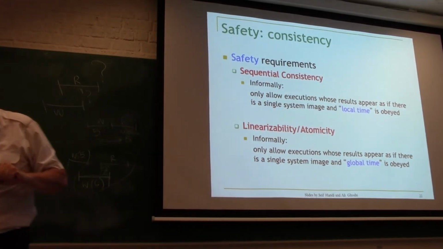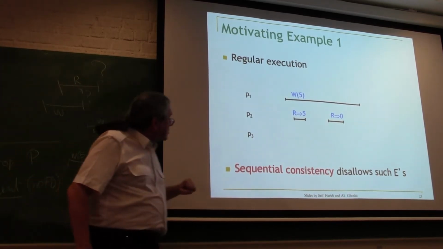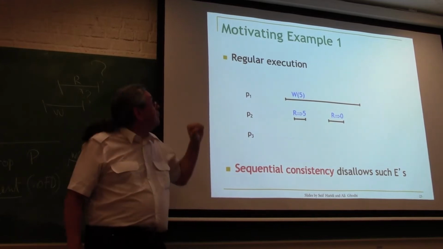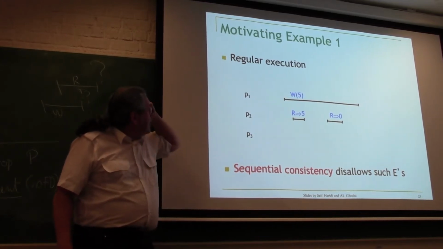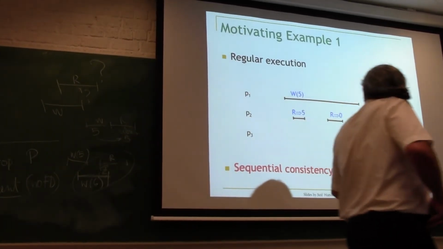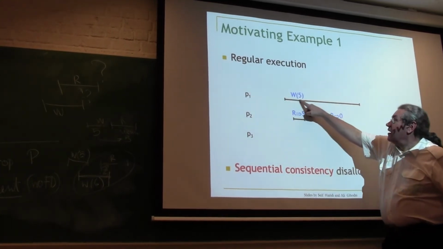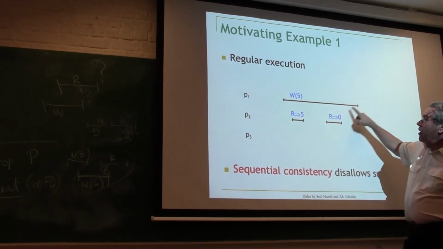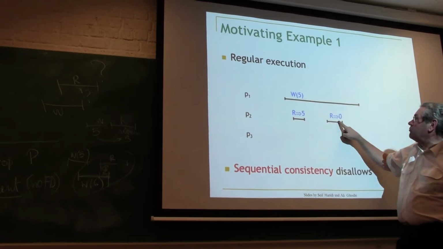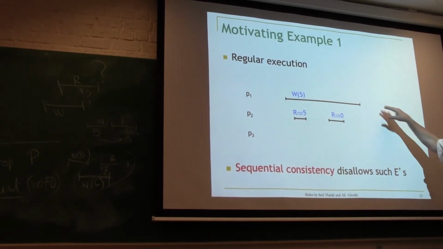So let me show you some scenarios here to show you how it works, also to compare it with regular. Here we have 3 nodes, and here I'm doing a regular execution, okay? Here I do a write 5, and on P2 I do read 5 and read 0. Of course, this is correct for regular, okay?